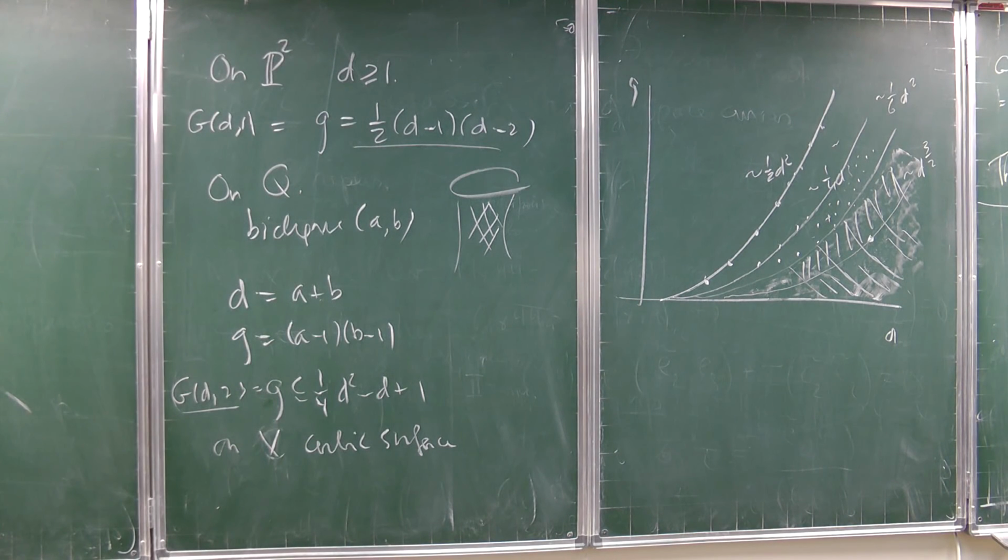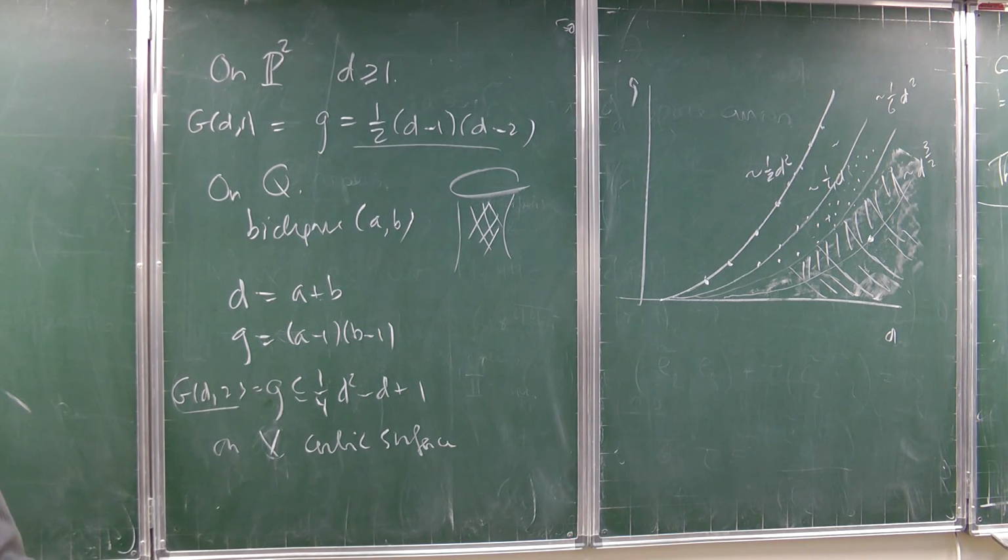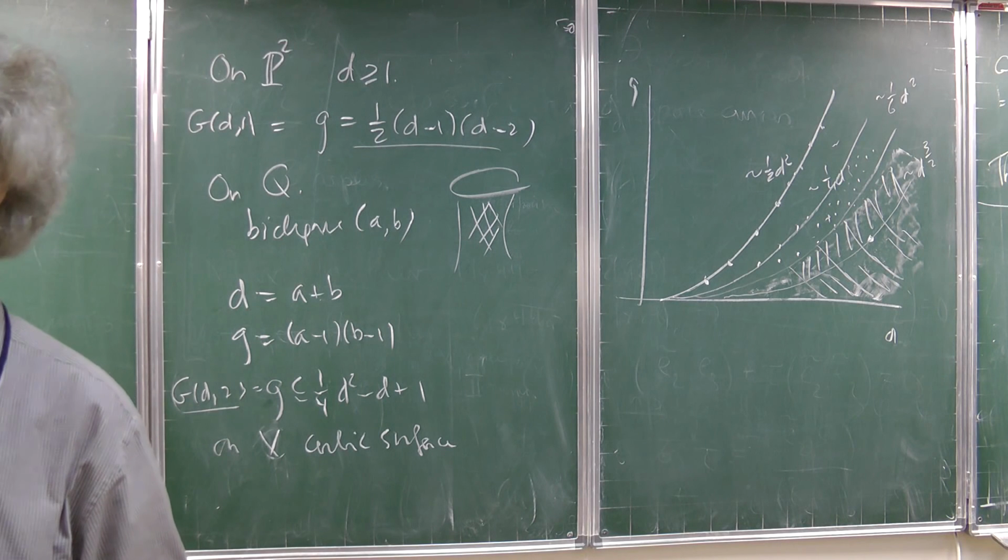Excuse me? What about a quadratic cone? Does it produce some points? Quadric cone, of course, it produces curves, but every possible degree and genus on a quadric cone already exists on a non-singular quadric surface. In fact, if you put b equal to either a or a plus 1, you'll get the degree and genus of curves on a quadric cone.